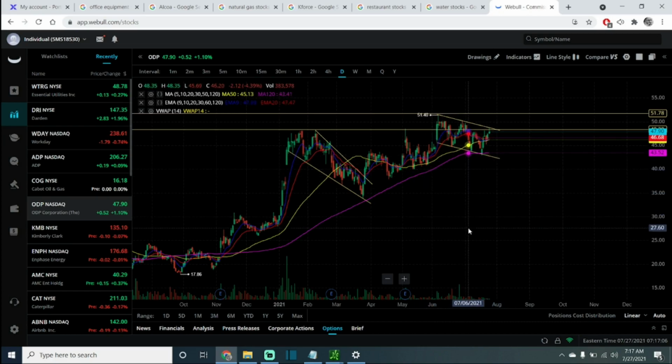I hope this helped you find stocks for earnings season, to give you some kind of an idea of where you should be searching for the banks being long.